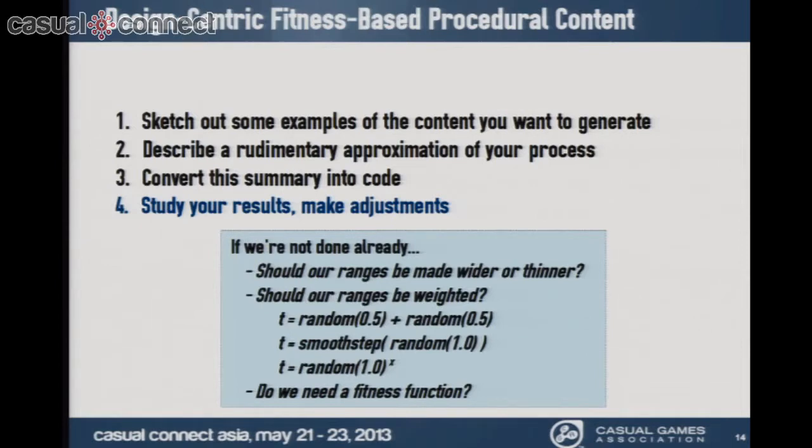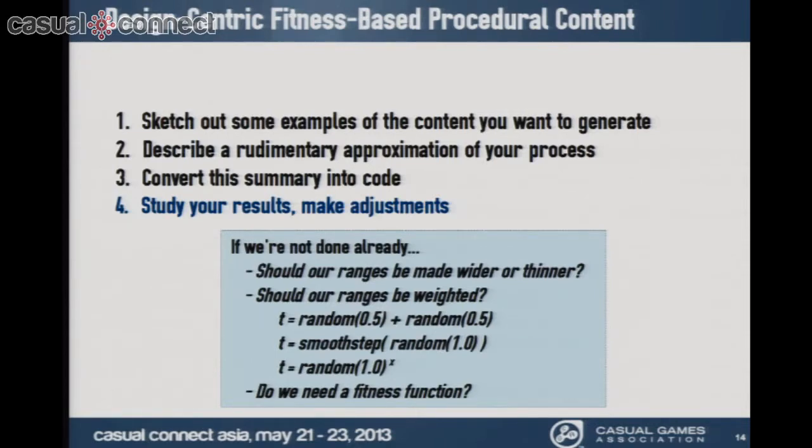You can also do the opposite of that by applying smooth step to a random, and that makes it more likely to get a low number or more likely to get a high number and less likely to get a middle number. And then this, taking a random number and raising it to a power, you can either weight it downwards by raising it to a power of like 2 or 3, or you can weight it upwards by raising it to a power of like 0.5.